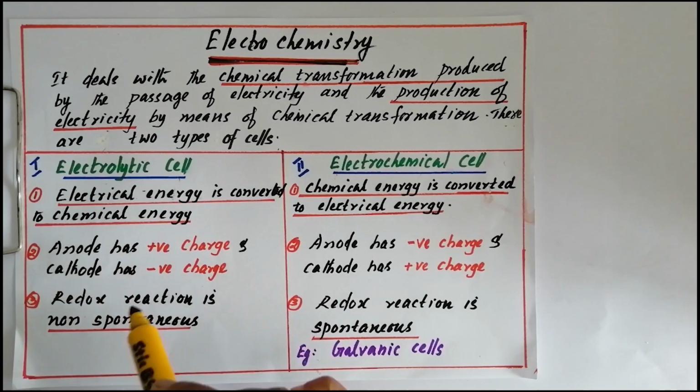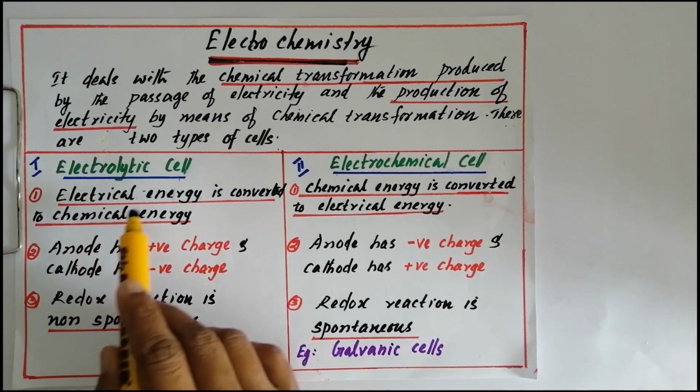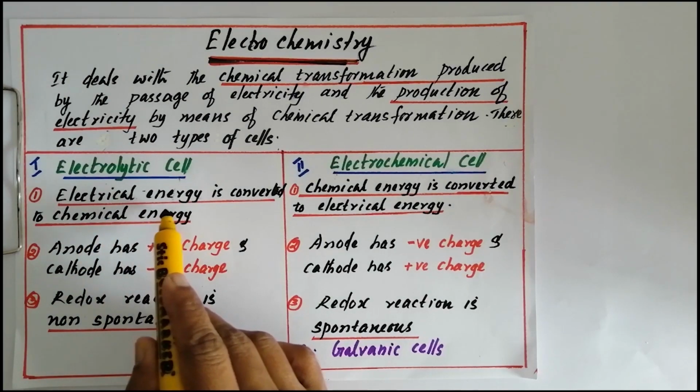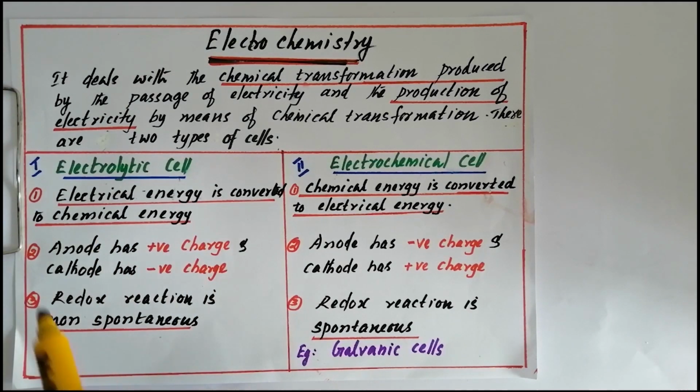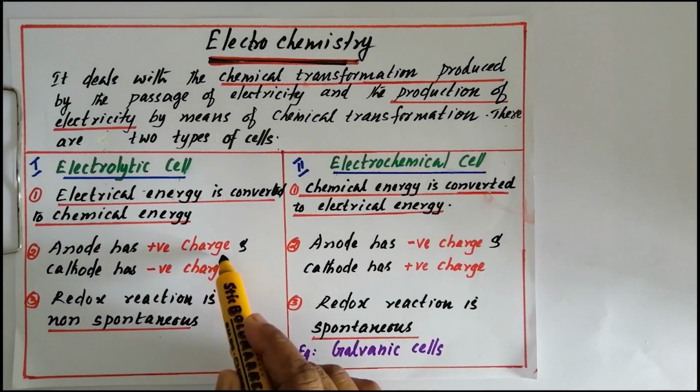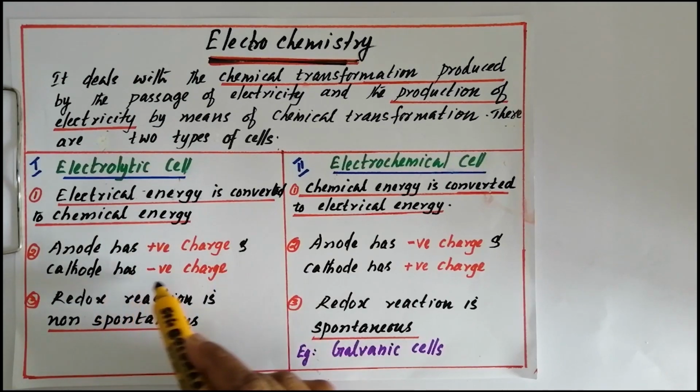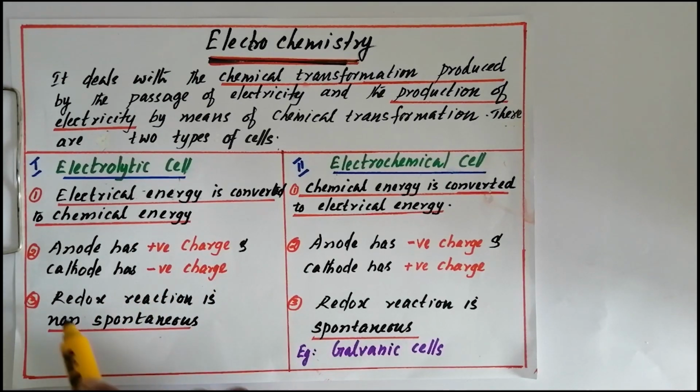The following are the characteristics of electrolytic cell. In electrolytic cell, electrical energy is converted to chemical energy. The anode has positive charge and cathode has negative charge. And the redox reaction is not spontaneous.